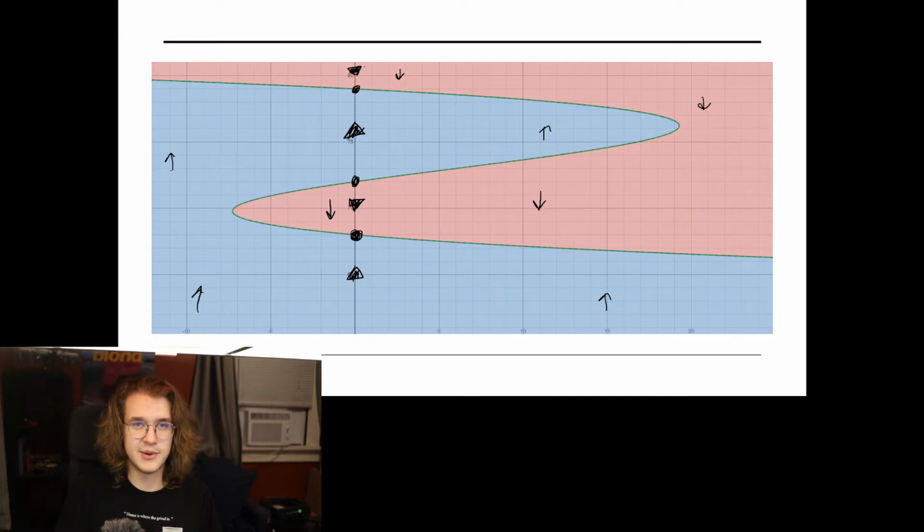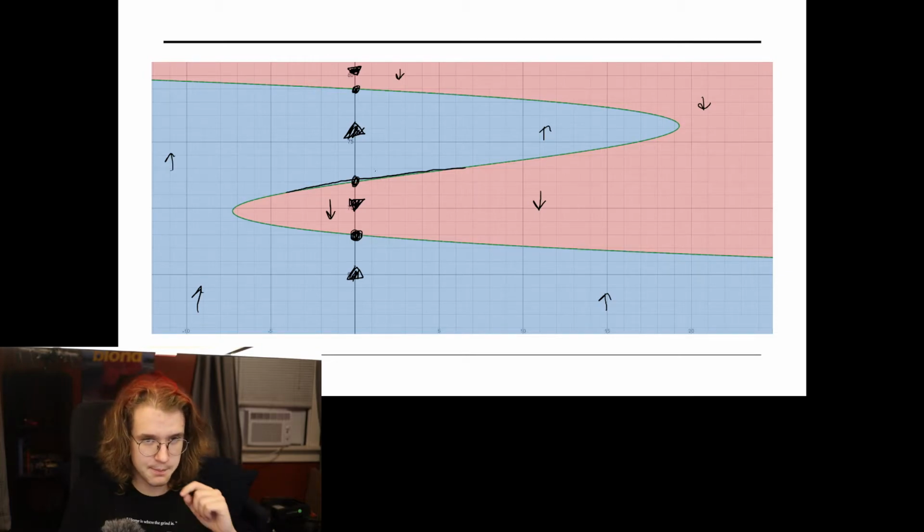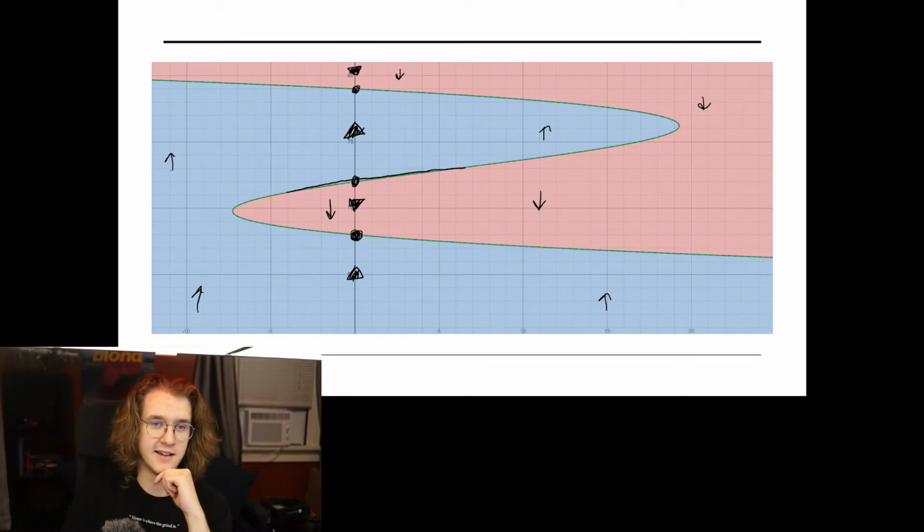So this is kind of showing us our stability points. Right here on this line we have an unstable point. So everything below is going to be going down and everything above is going to be going up. And then on those 2 points, these are going to be our stable points.